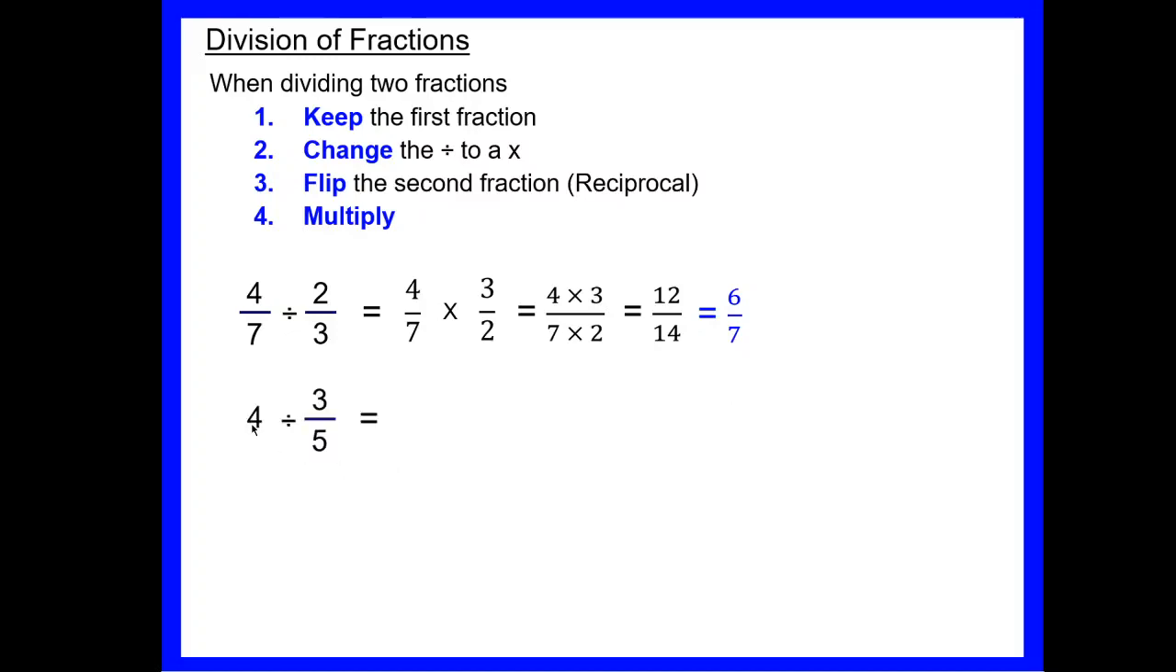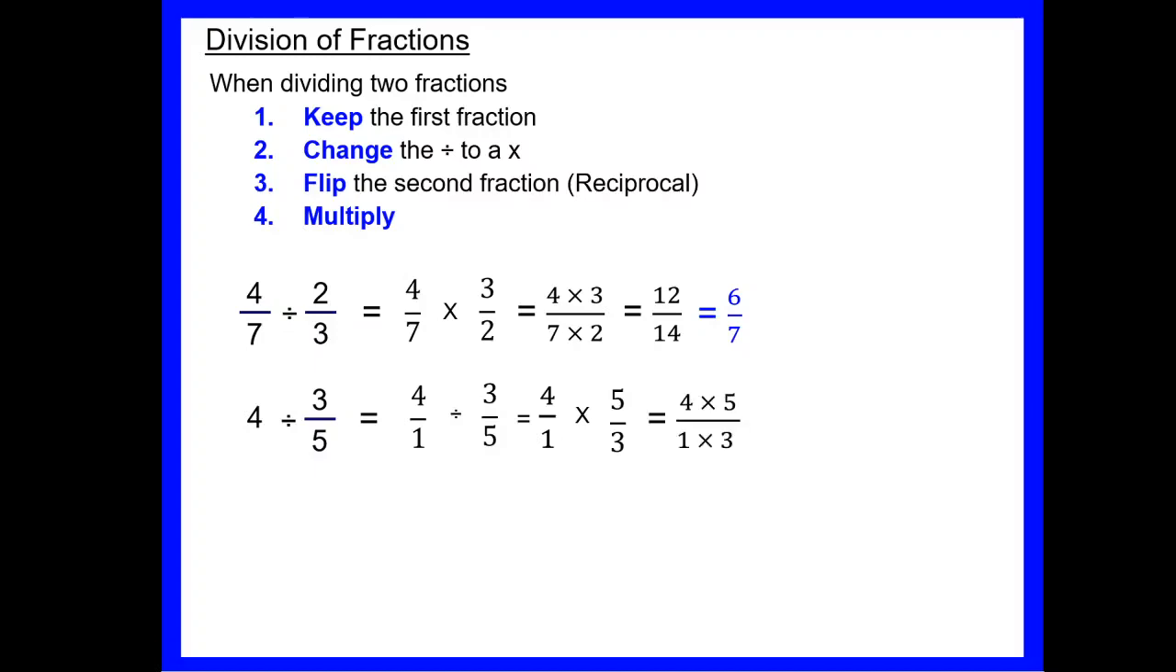Our next one: we've got 4 divided by 3 out of 5. We're going to follow the same rule. Now remember, when we have an integer, we really prefer it when we're dealing with 2 fractions. So first of all, we change this 4 into a fraction. That's now 4 out of 1 divided by 3 out of 5. We've rewritten the question so that we have 2 fractions. Now we follow our rules. We keep the first one, 4 out of 1. We change the symbol from divide to times, and we flip the second fraction, so we get 5 out of 3.